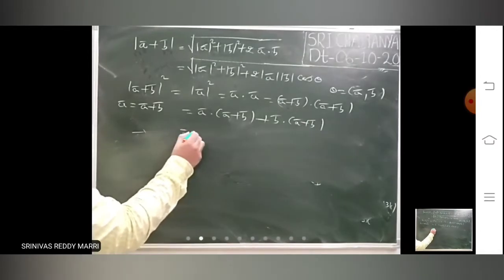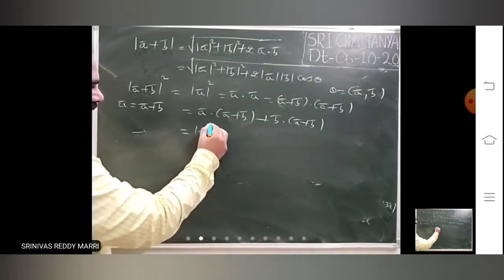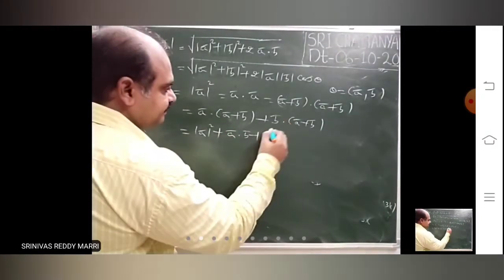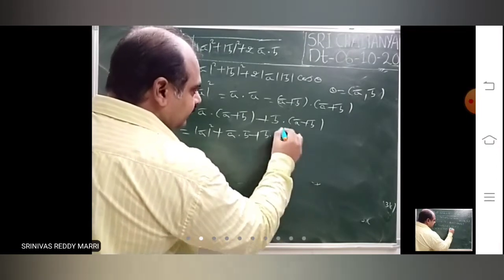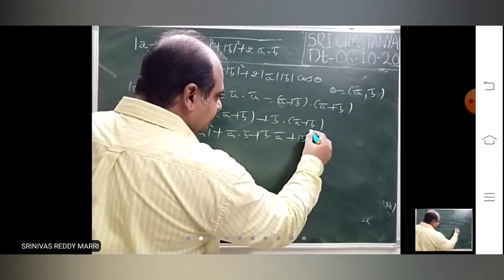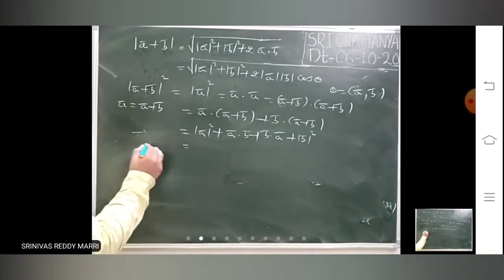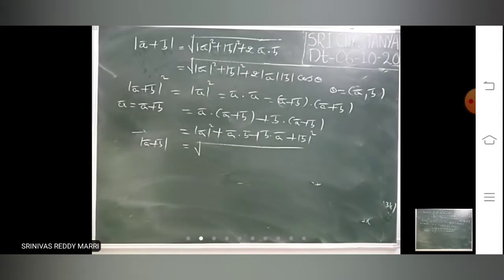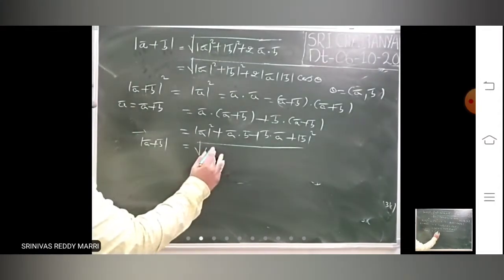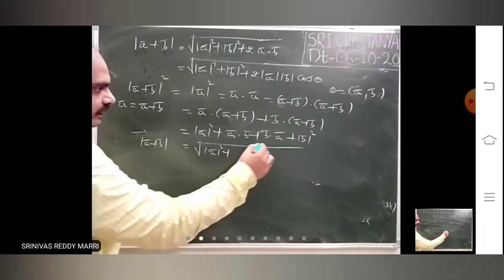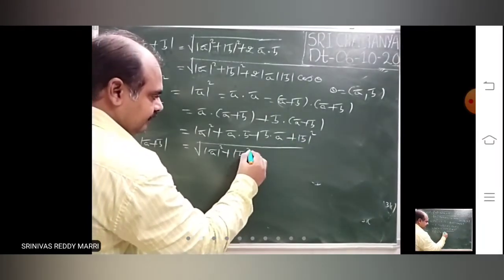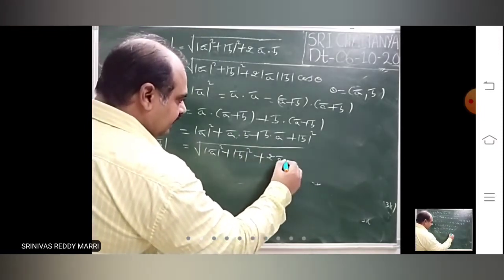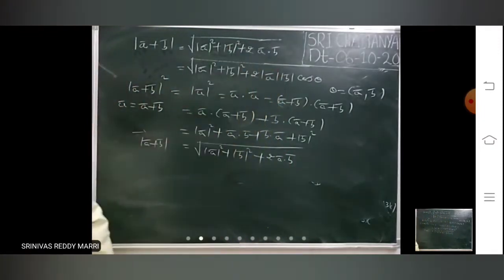So now this is nothing but a dot a, modulus a square, plus a dot b plus b dot a plus b dot b, which is nothing but modulus b bar square. That means modulus of a bar plus b bar is nothing but root of modulus a bar square plus modulus b bar square, and these both are same. A dot b equal to b dot a. This is the formula.